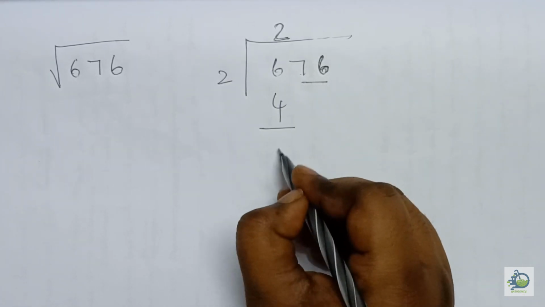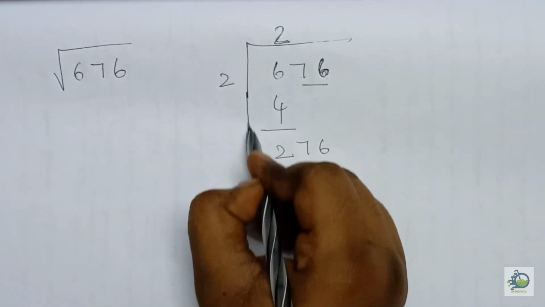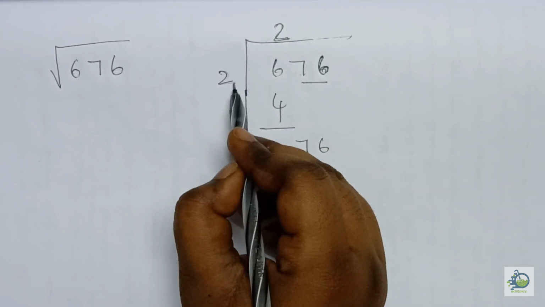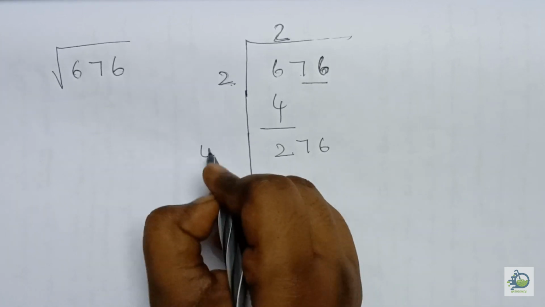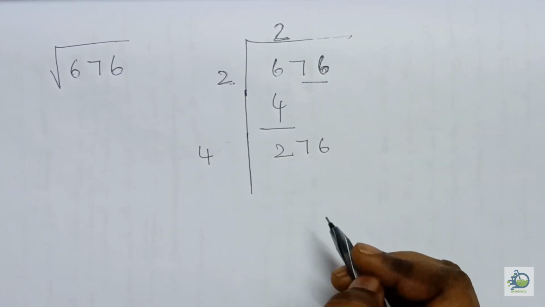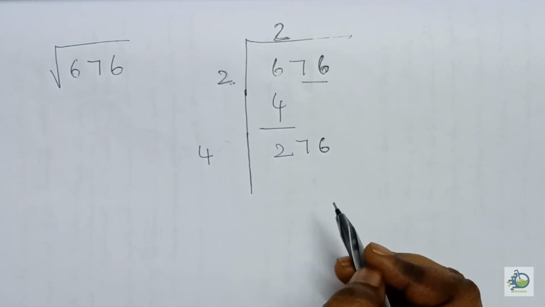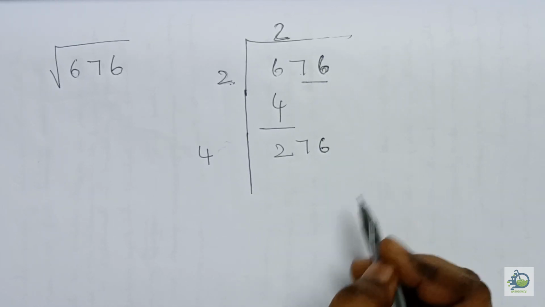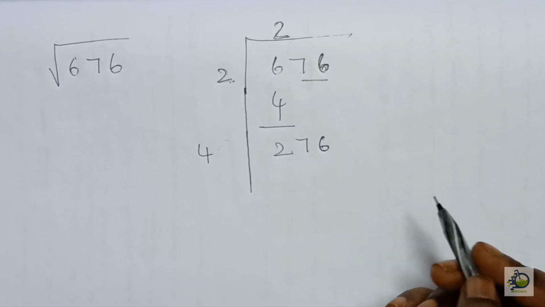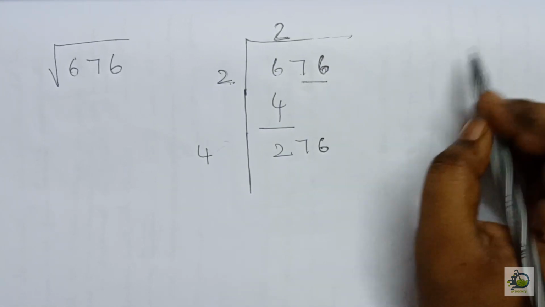So I'm getting remainder 2, and I have to bring this 76 down, and we are going to multiply this number by 2. So 2 twos are 4. Whatever number I'm giving here, the same number I should multiply and get the answer. Here the unit digit is 6. So 6 sixes are 36, and 4 fours are 16. So these two have the unit place as 6, and I have to check with that.